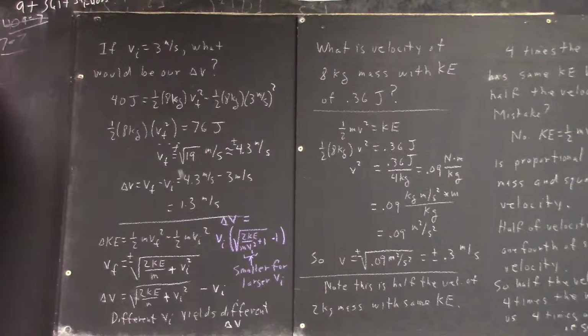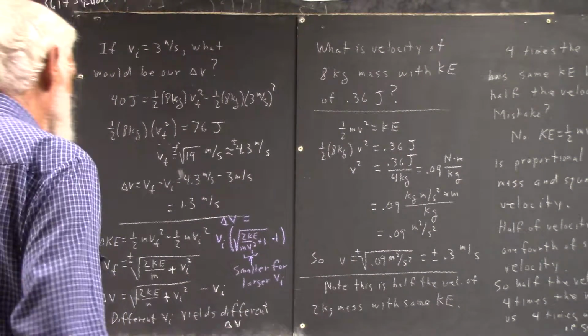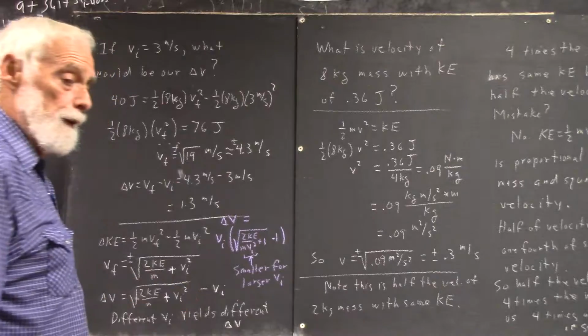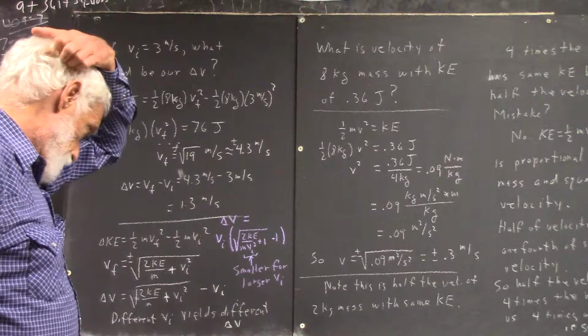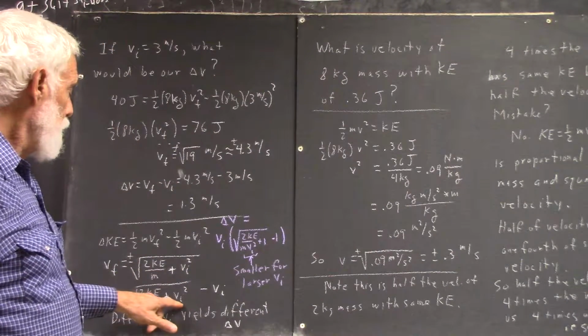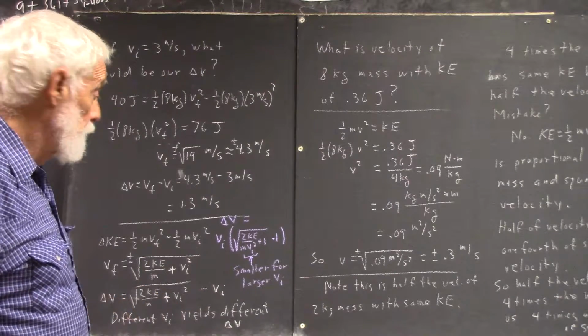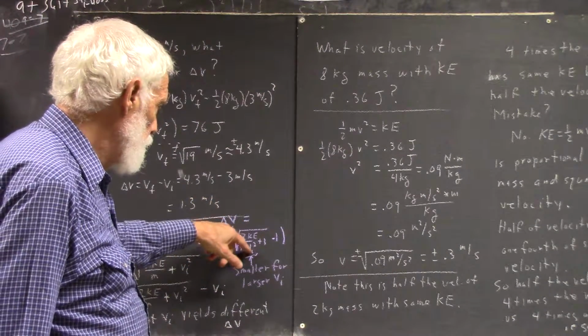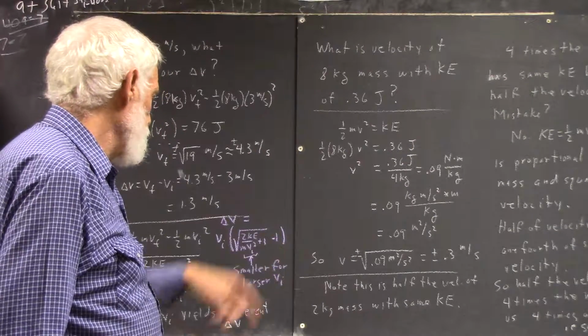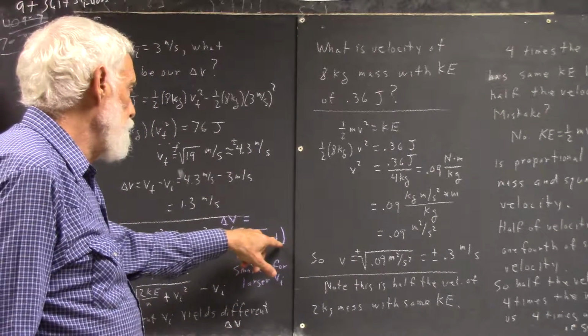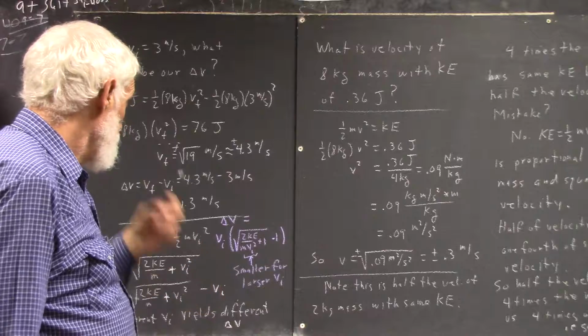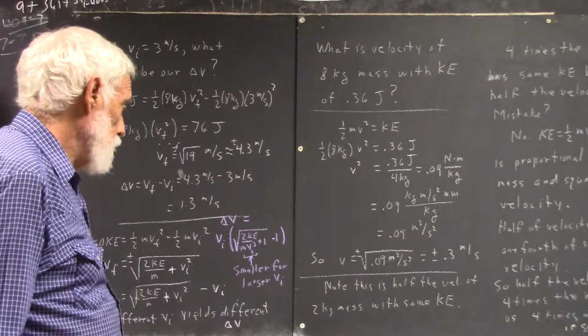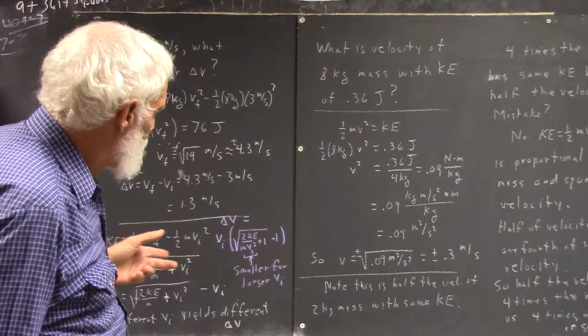Okay, I wasn't going to, but I'm going to say just a little more about this. Here's your delta V. We can factor out a VI squared under the square root here, and we end up with VI times the square root of 2KE over mv squared plus 1 minus VI squared plus 1 minus 1. Okay? And that's very straightforward.